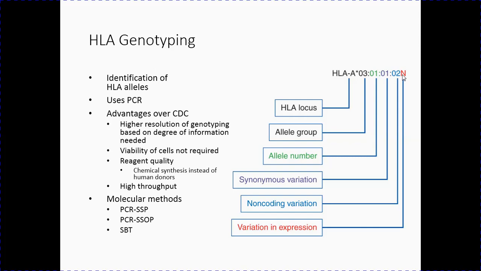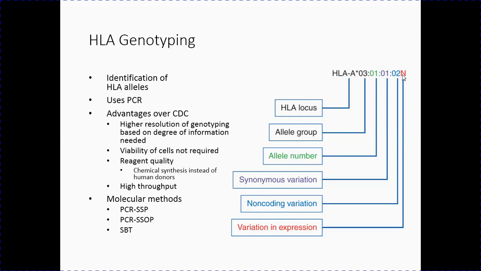Obviously, we say it has a higher resolution of genotyping because it gives us better information compared to what we need. So we'll be able to do genetic identification rather than a slightly more simplified version that we saw with the CDC testing. One of the things is that we don't require viable cells. The cells can be dead. So that's good news. We don't have to worry about that because we're really just looking at the DNA.